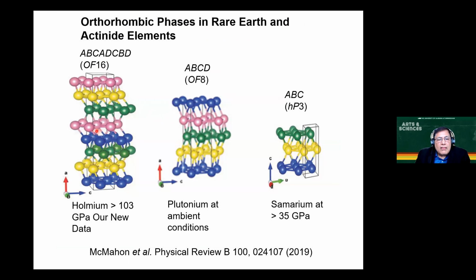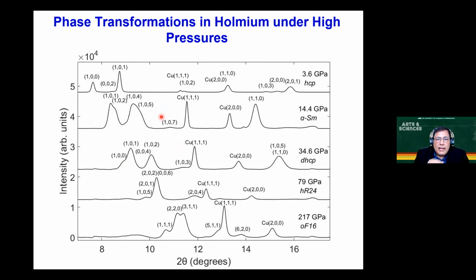suggestion is that this really brings lanthanide and actinide systems together, because this family of structures is known in plutonium at ambient pressure. It's also known in americium, which is one of the trans-plutonium elements, under high pressure. So this layered structure ties down the high pressure behavior of rare earths and actinides very nicely. So we decided to look for this phase in detail in the rare earth metal holmium.